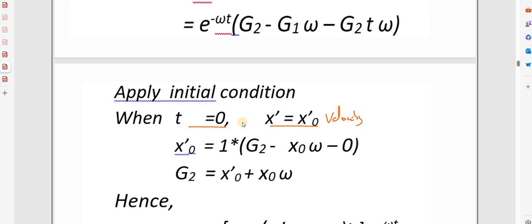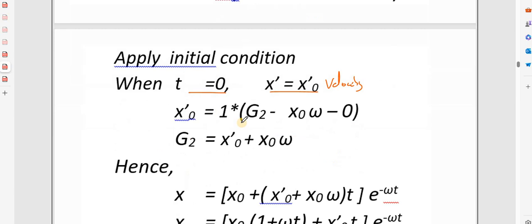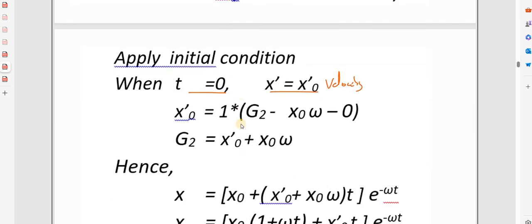In order to find x dot, which is velocity, that is d by dt of x, or dx by dt, I am just taking the differential. So I will be getting the solution like this: e raised to minus omega t into (g2 minus g1 omega minus g2 omega t). This is how it is, d by dt of a into b. I think you know how to do that. A into b, both containing t terms, therefore we will be getting the solution like this. So we will be getting g2 as x0 dot plus x0 omega.